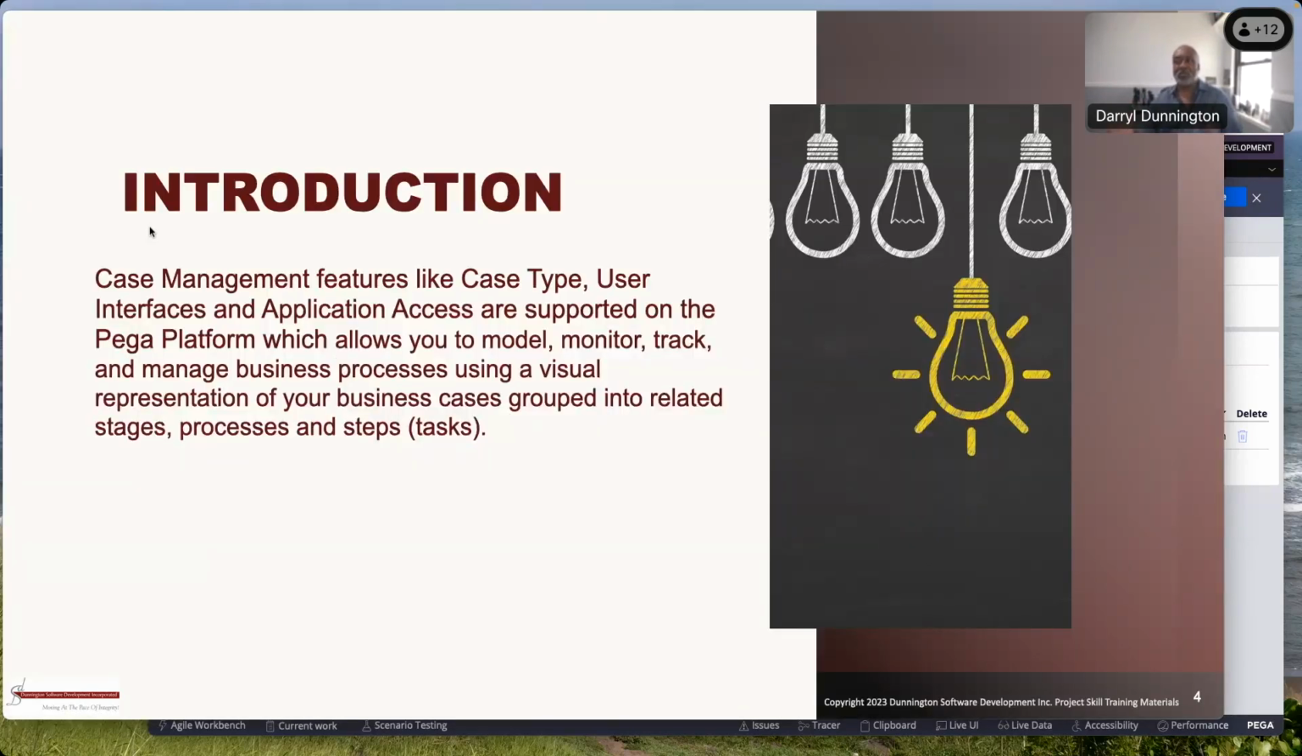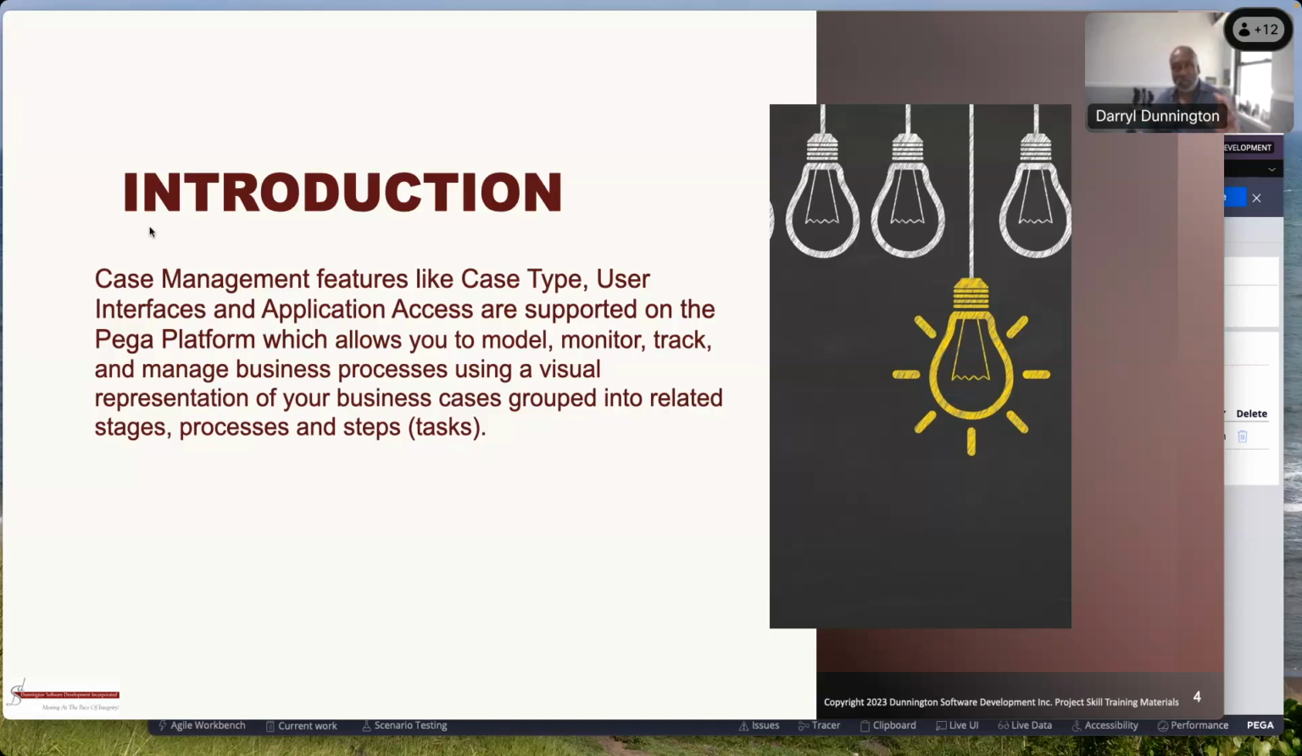So case management encompasses everything: the case type, the case life cycle, the processes, the user interfaces, the access to the application, anything that has to do with I need to manage this case data, and the associated people and personas that's actually using that. So how do I model, monitor, and track so that I make sure that my business is running efficiently?